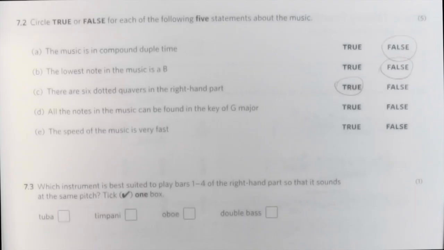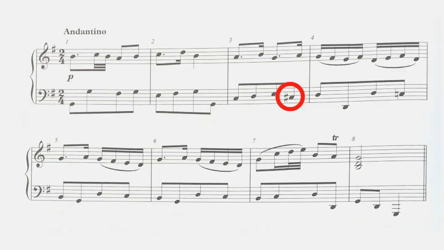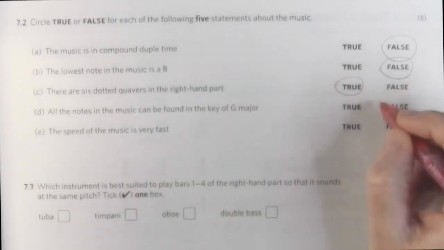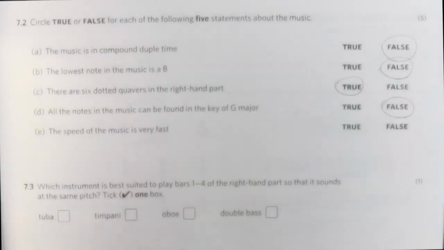All the notes in the music can be found in the key of G major. No, because of the C sharp there is in bar 3 here. C sharp doesn't belong to G major but to D major, and in fact there is a very quick modulation to this that ends at the end of bar 4 with C natural. But so the answer is no, because they say all the notes in the music, so no.